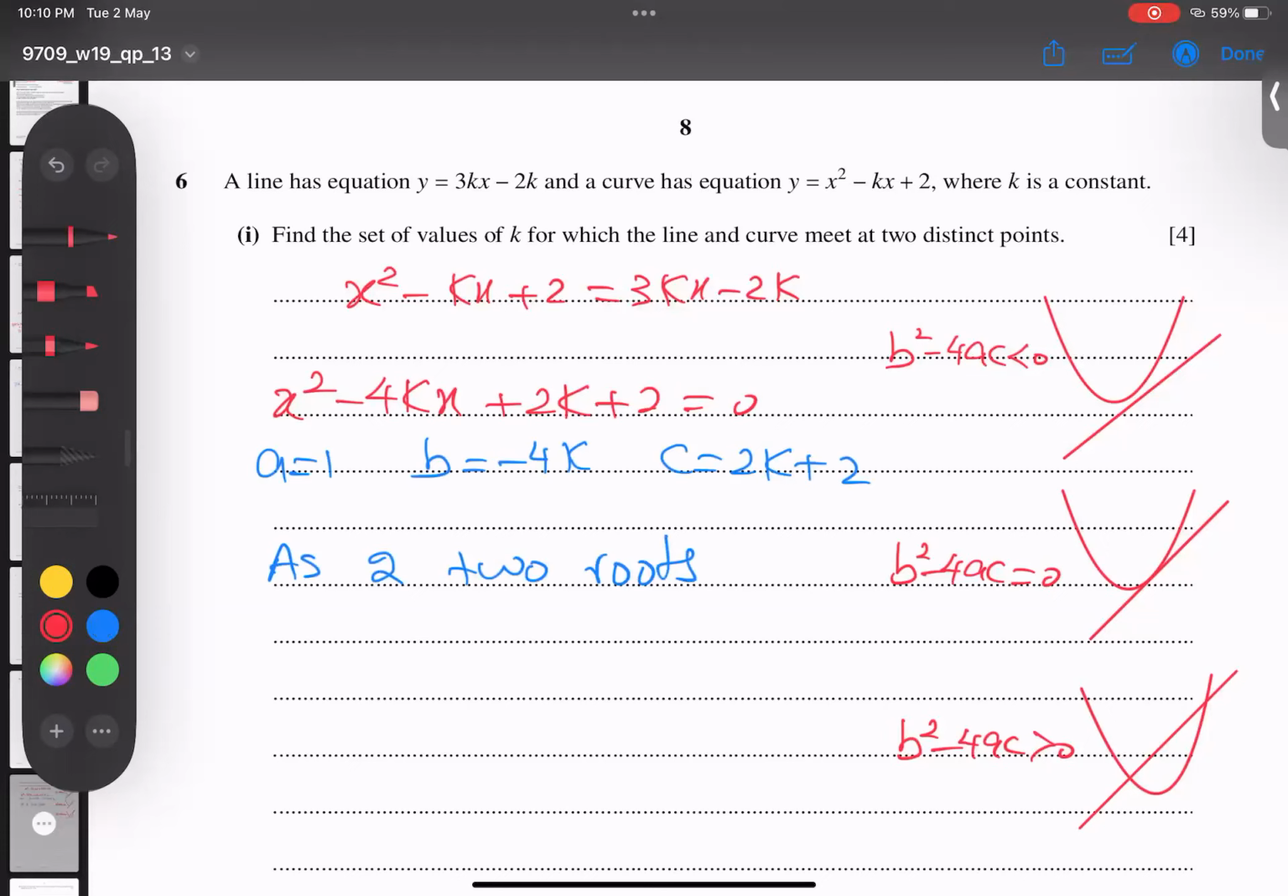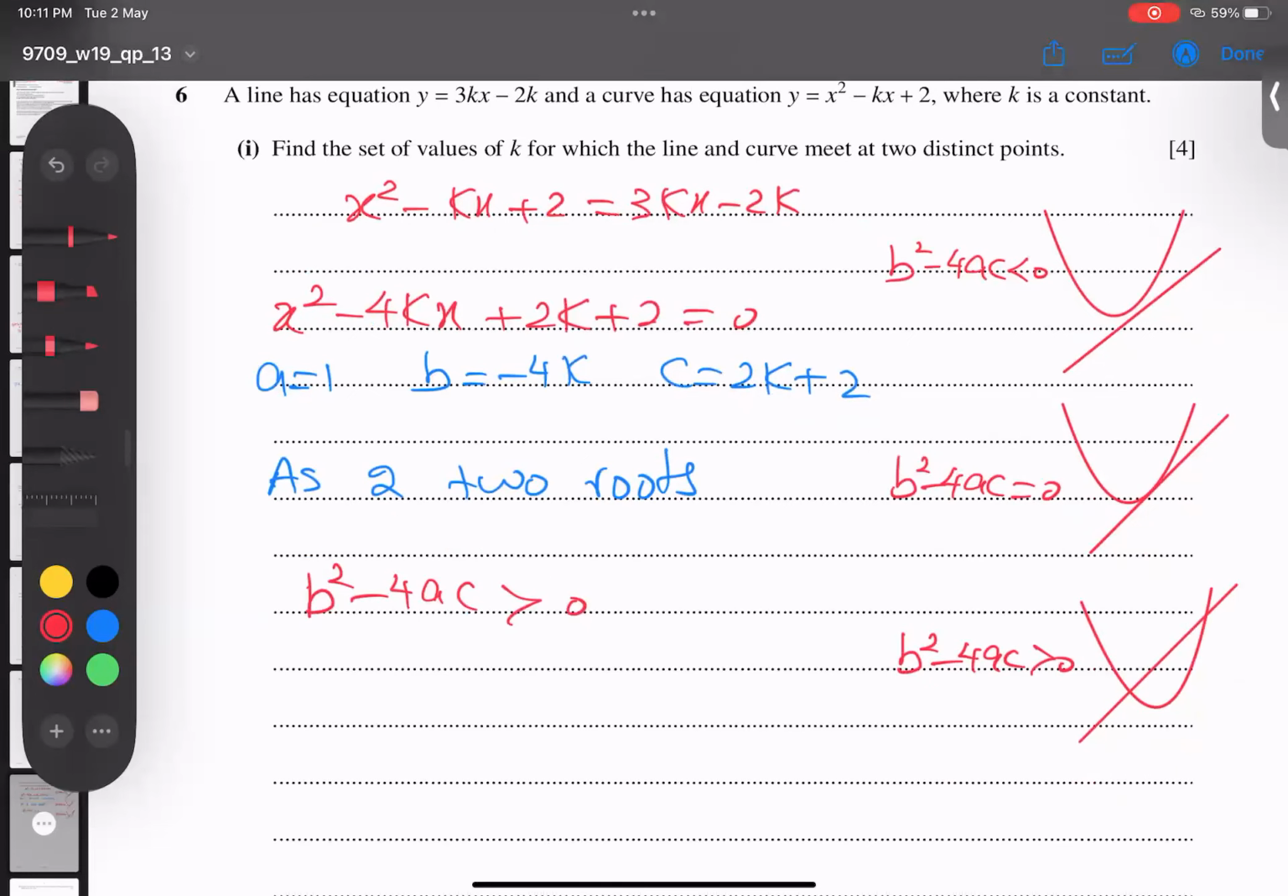This is not compulsory to write for the examiner, but I'm just writing it for your sake of understanding. I hope you got the idea. Now applying: the B value is minus 4k, the A value is 1, and the C value is 2k plus 2.